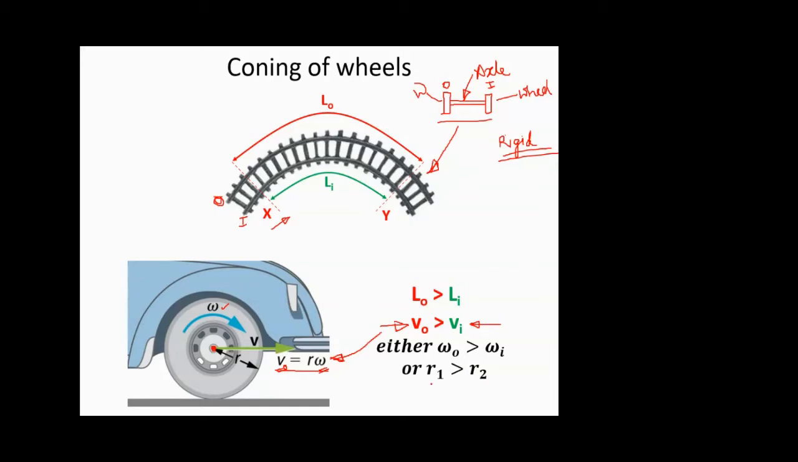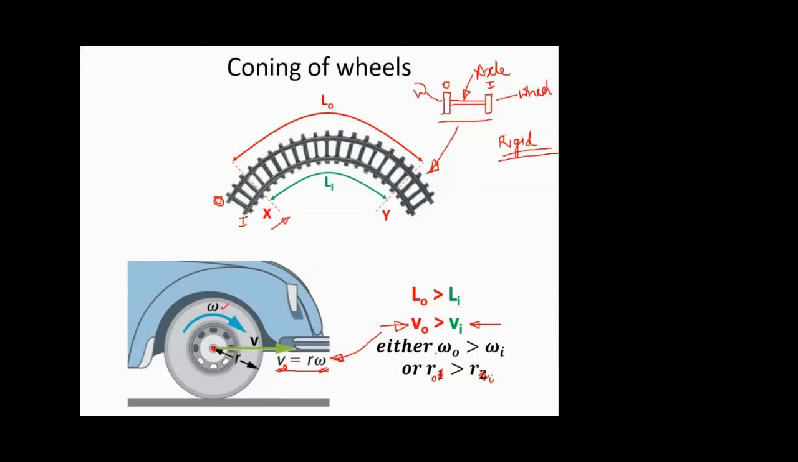wheel should be greater than radius of inner wheel. Sorry, I have written R1 and R2. It should be R naught and Ri. Ri is the radius of the inner wheel and Ro is the radius of outer wheel.